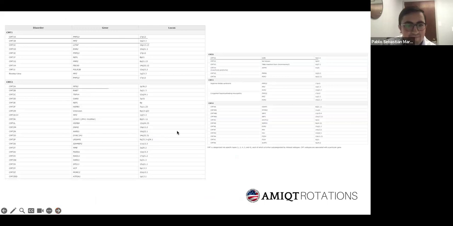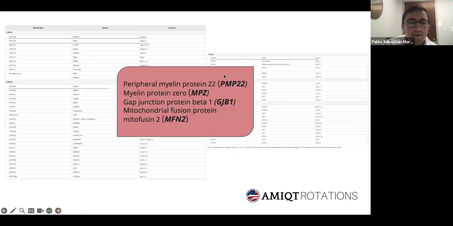There are dozens of related genes, but I want to show you the four most frequent and which CMT subtype they belong to. Here are the four most common genes. The first one, PMP22, related with CMT1A, which is the most common type. The second one, MPZ, related with CMT1B. GJB1, related with CMT1 but X-linked.